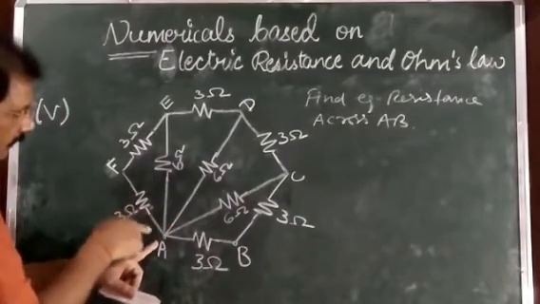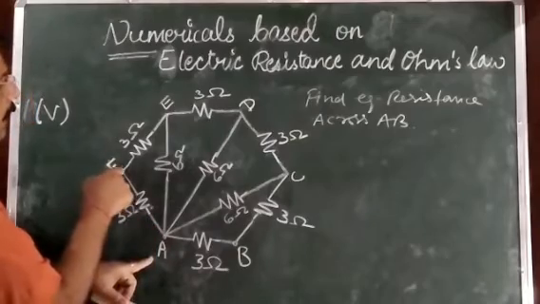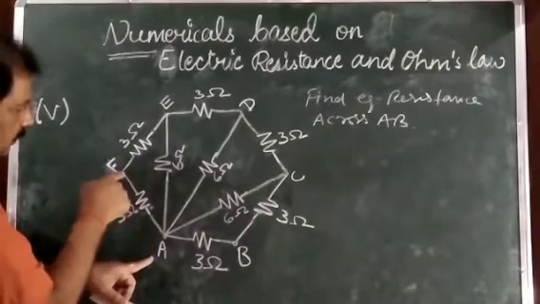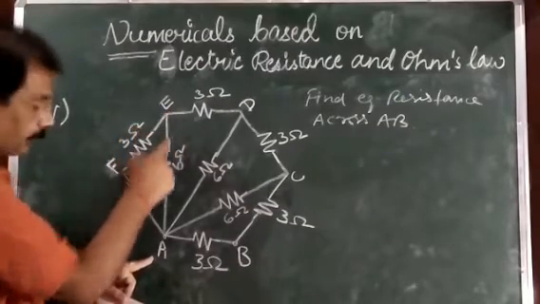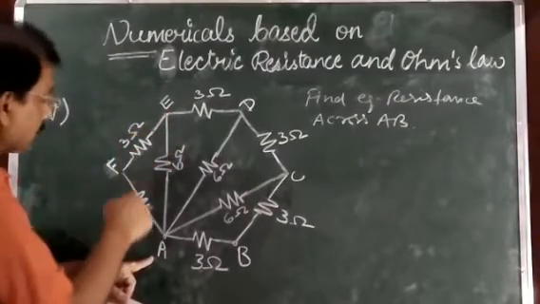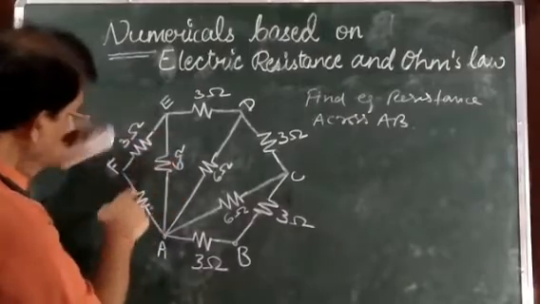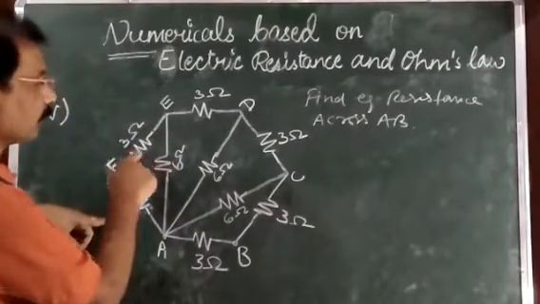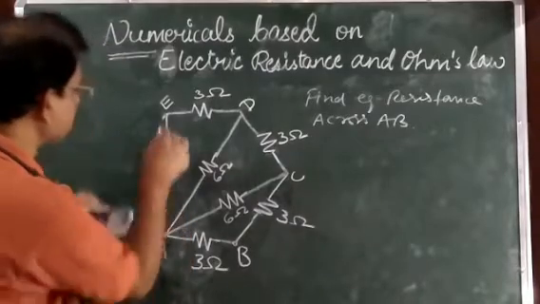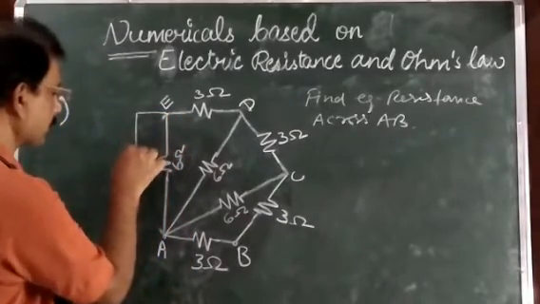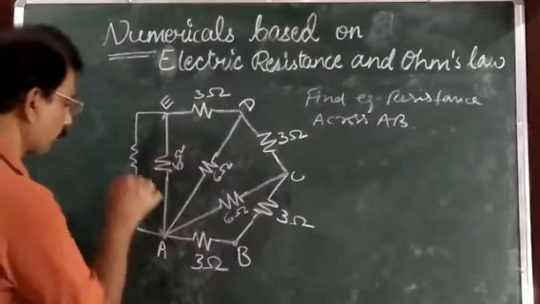Now for this one, AF and FE, these two resistors are joined end to end. It means these two resistors are joined in series. They are equivalent. At the place of this 3 ohm and 3 ohm, you can write a single resistance of 6 ohm.